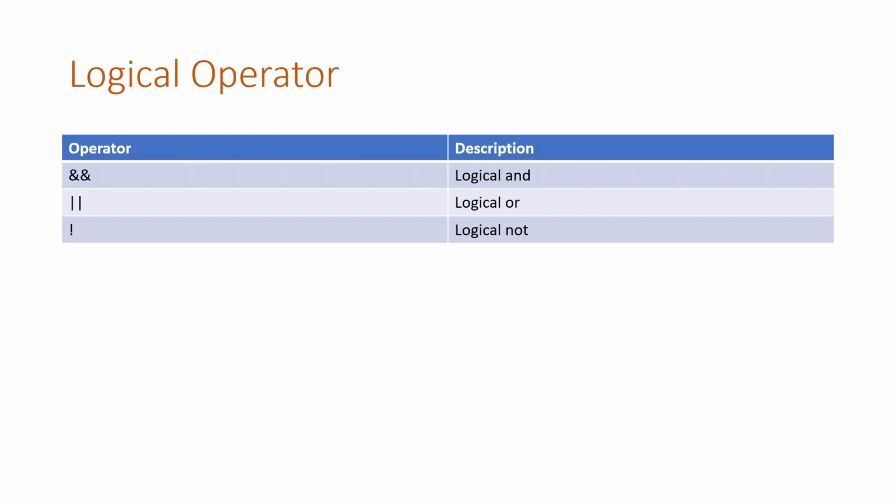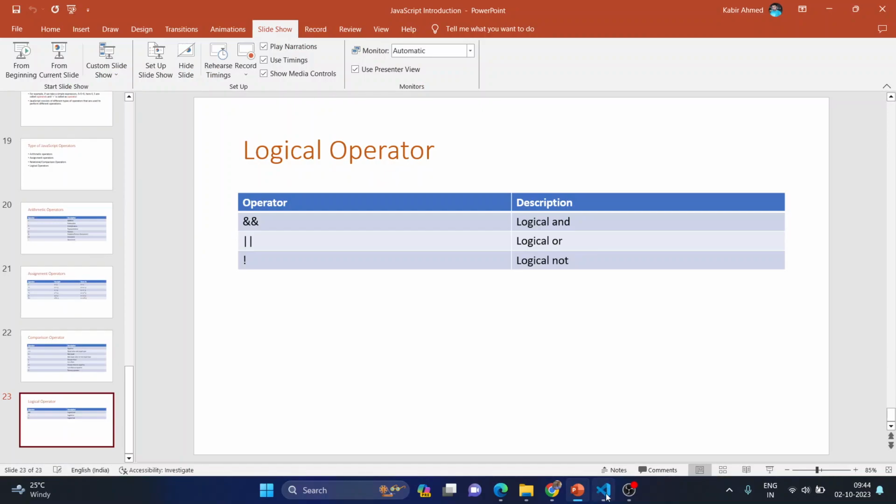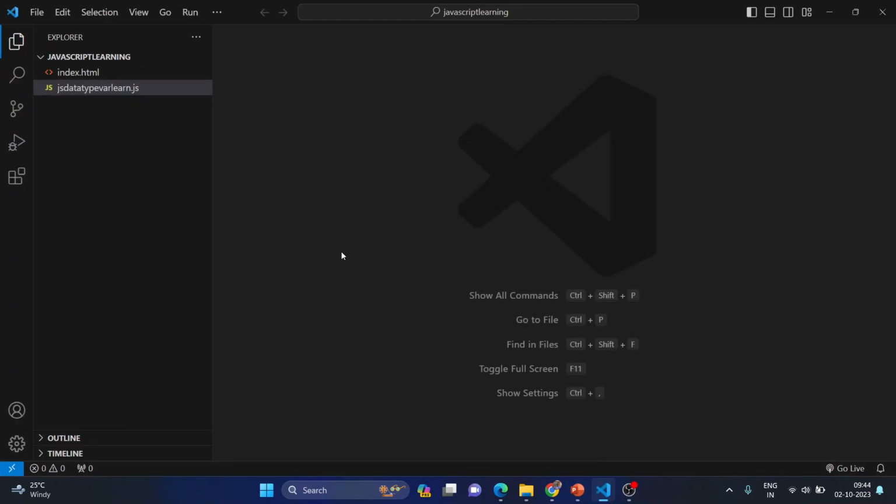And the last one is the logical operator, where we can check again if the value is true or false, with logical and, logical or, and negation, that is logical not. We'll see one by one. So let us open our console.